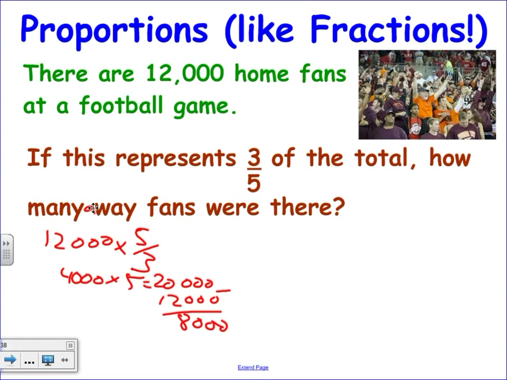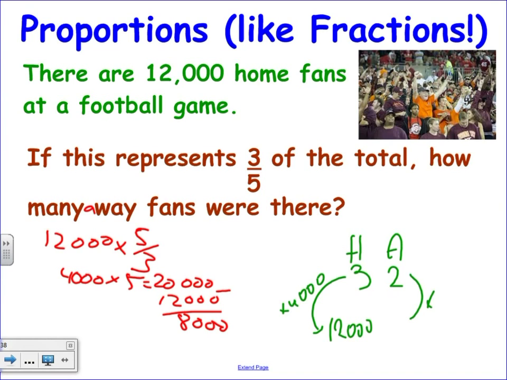The ratio method says I've got some home fans and I've got some away fans. So what's the ratio of my home fans? It's 3, and how many away fans? 2. It's what's left over. Because there's 2/5 left over. There are 3/5 home fans, which leaves 2/5 as away. What's the 12,000 relate to? The home fans. So what have I done to get from 3 to 12,000? 4,000. What do I have to do over here? So how many away fans are there?